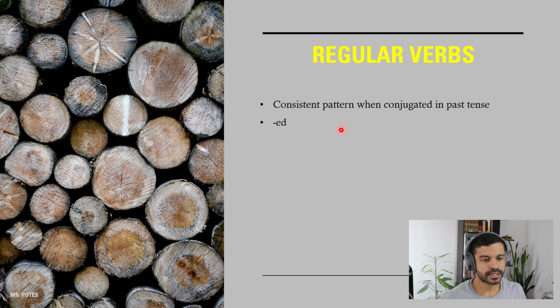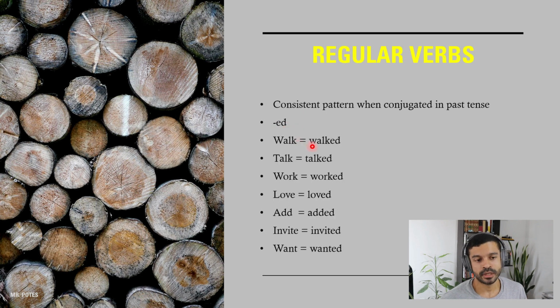So as I said before, the predictable pattern for regular verbs, regularity, remember, is adding the letters ed. When we add ed to the verb, we transform it to past. So here are some examples: walk, walked, talk, talked, work, worked, love, loved, invite, invited, and want, wanted.